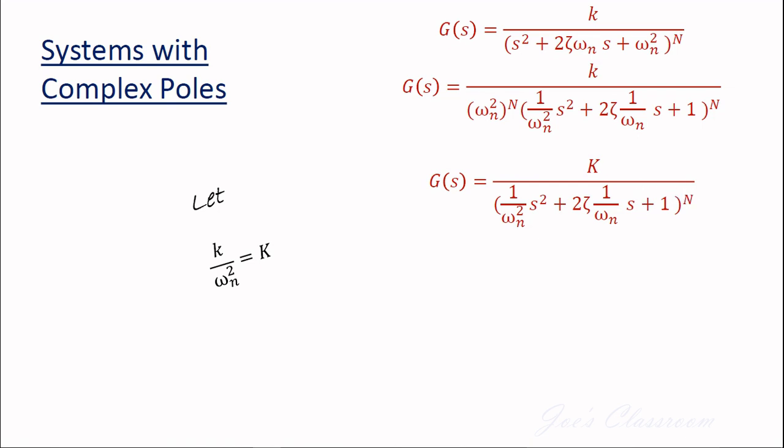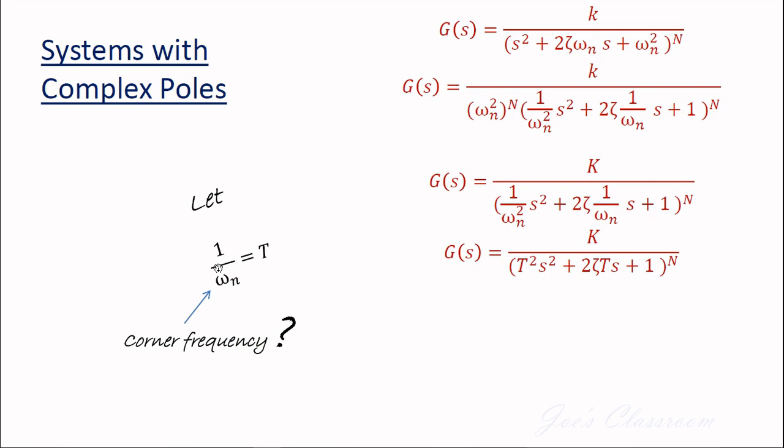And let me make another substitution also here. Let me substitute 1 by omega n is equal to t. In our previous lecture on systems with non-zero real poles, you might have noticed that the inverse of the corner frequency, we made it as t.